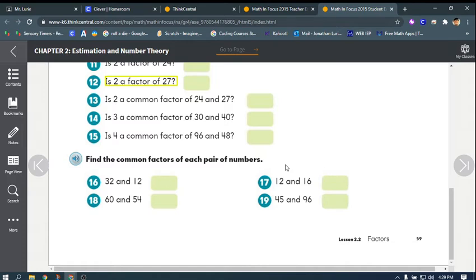Number 17, 12 and 16. Well, I know 1 is a common factor because it's a common factor of everything. 2, yes, because they're both even, so 2 is a common factor. So 1 and 2. And then 4 will work, so 4 is also a common factor, and that's it.